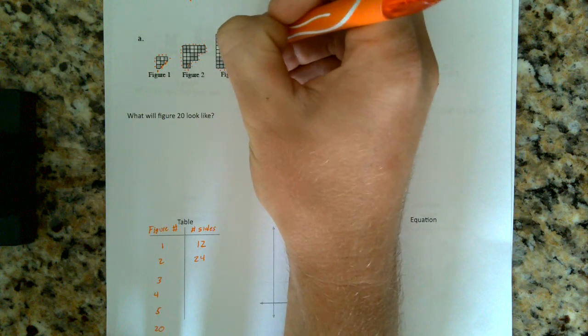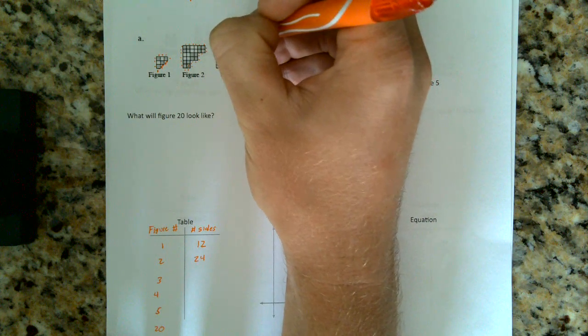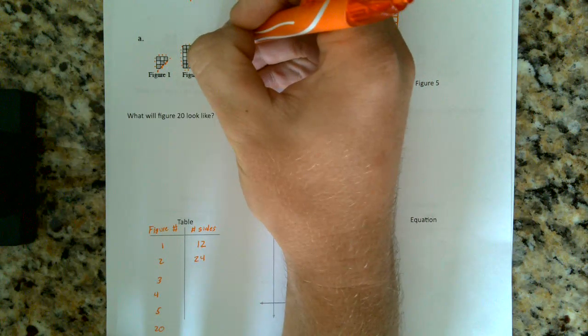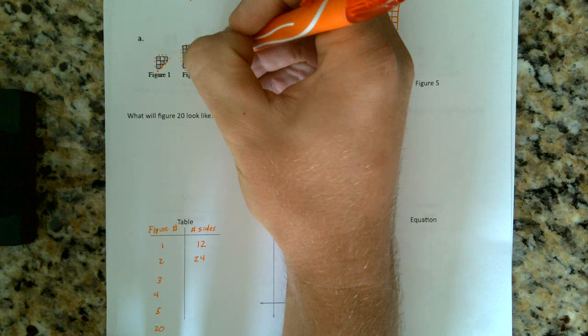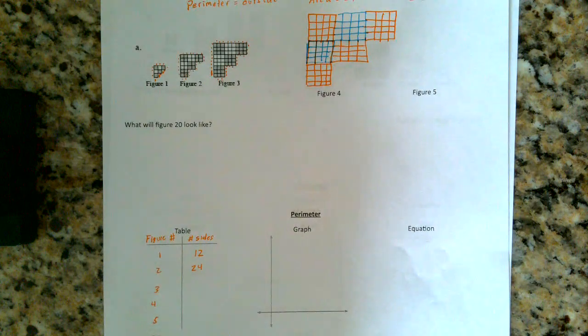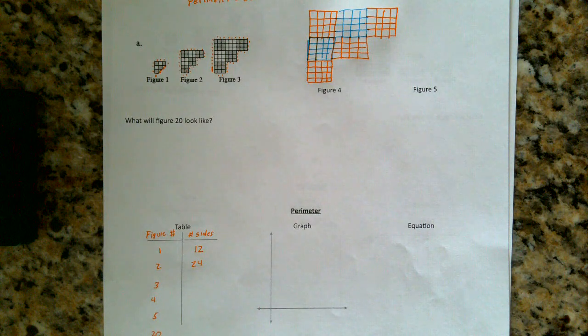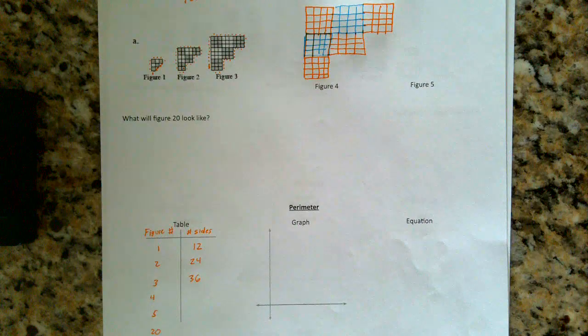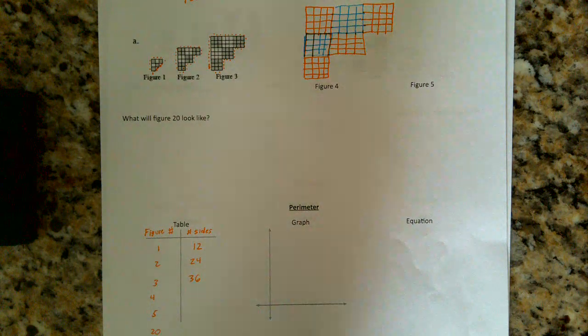14, 15, 16, 17, 18, 19, 20, 21, 22, 23, 24, 25, 26, 27, 28, 29, 30, 31, 32, 33, 34, 35, 36. I think I miscounted there by one. 36. So in this case, 36 will be that value. Now, you may start to notice something. You say, well, Mr.